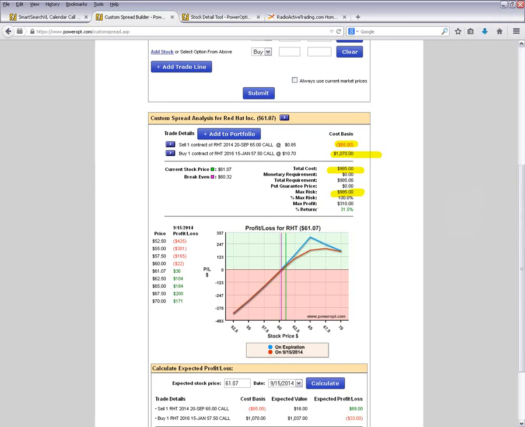A, the stock drops to zero. Okay, so 1, stock drops to zero. That's when you'd incur that maximum loss. Stock at zero.